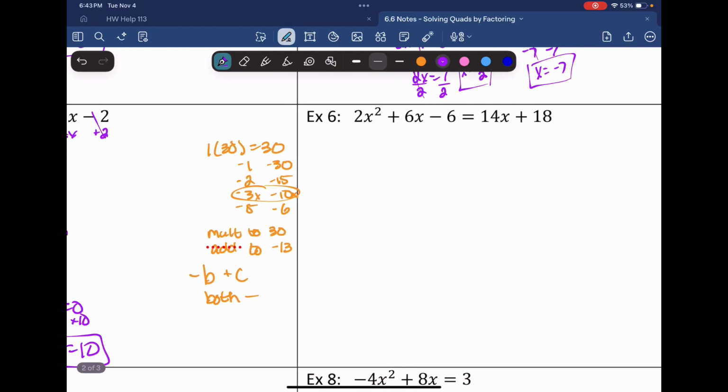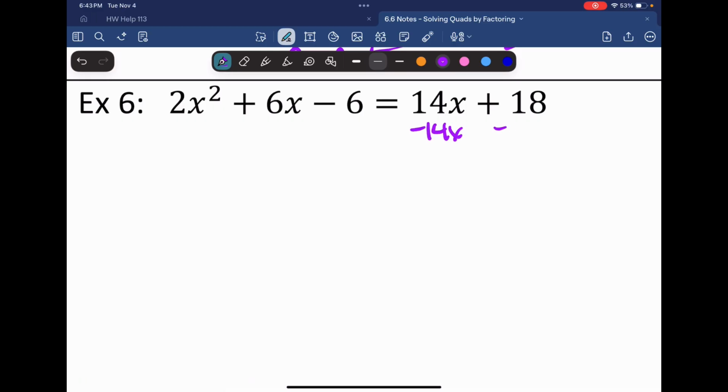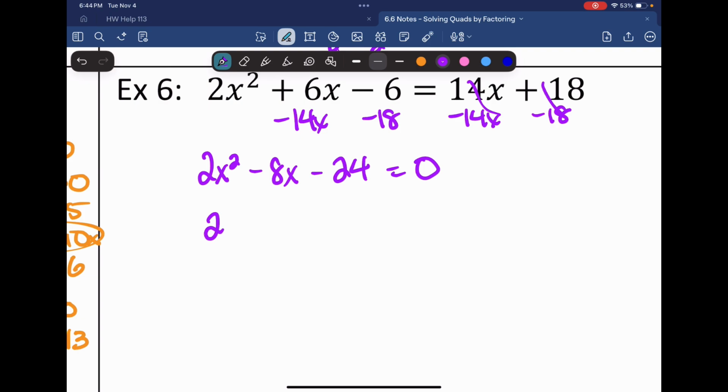Okay, moving on to example 6. Get it to equal 0 by subtracting 14x and 18. So 2x squared, that's going to be minus 8x, and that's going to be minus 24. All right, this one does have a GCF of 2, so I want to go ahead and take that out. But taking that GCF out still left a quadratic. It's still left a square.